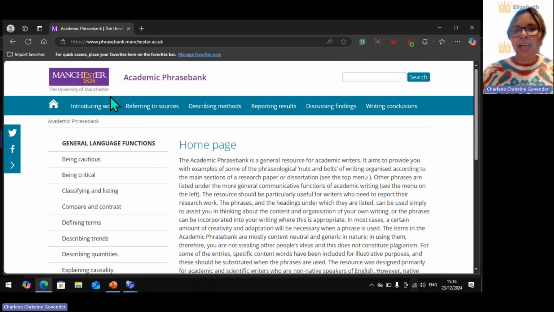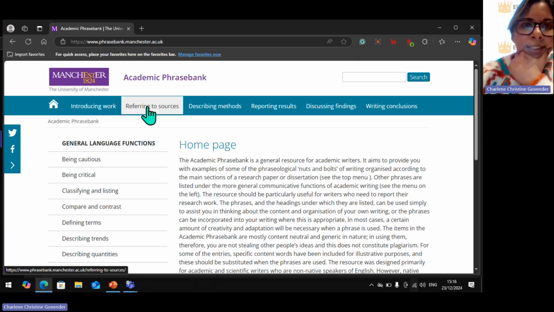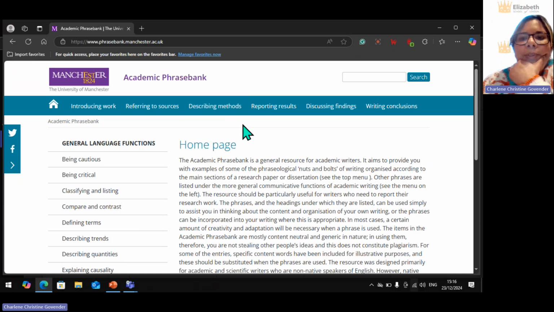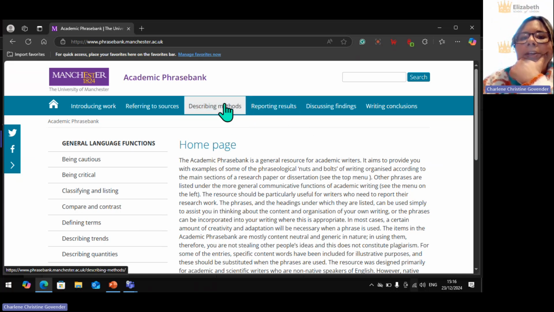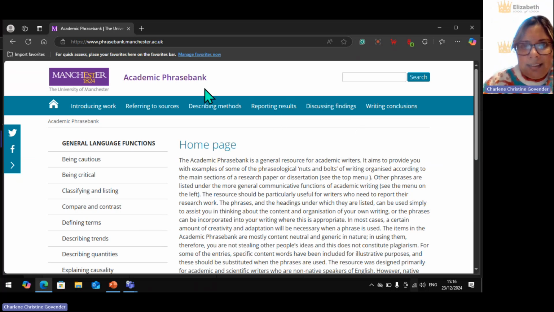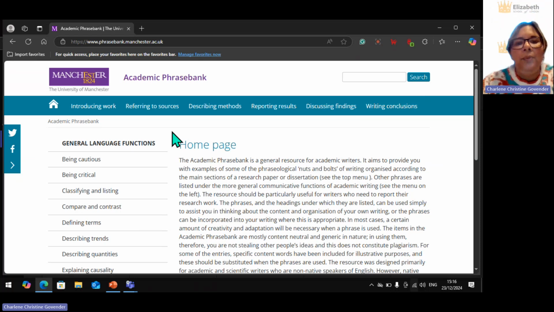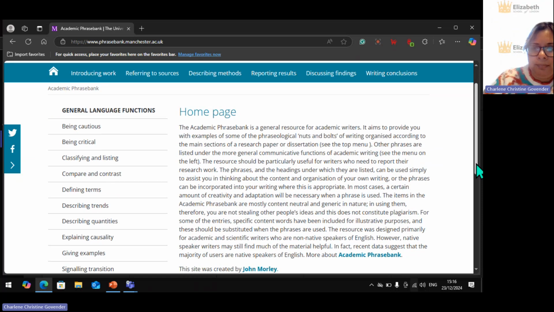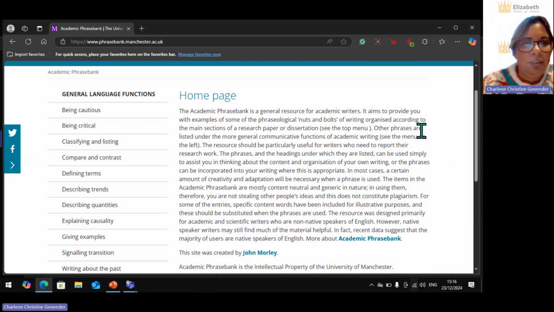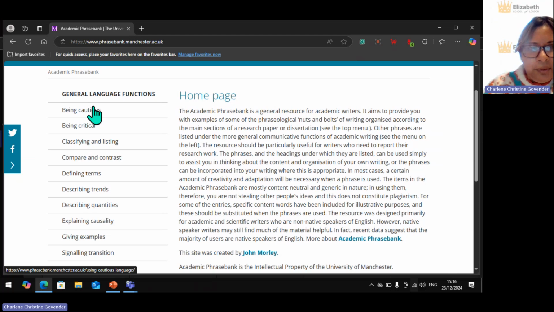Now, here is the academic phrase bank. And I know we touched on introducing work and referring to sources and describing methods last week. So today we'll be focusing on reporting results and discussing findings and writing conclusions, okay? Now, here on the left or right, depending on which technological device you're using, you'll have your general language functions, okay? And I always tell students, match this, your general language functions, to your assignment brief, okay?